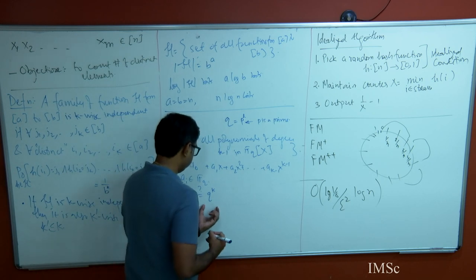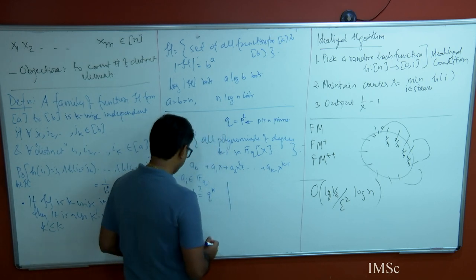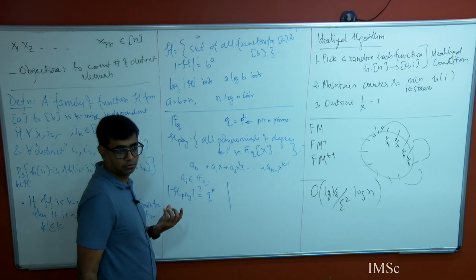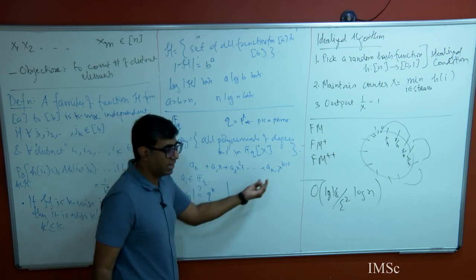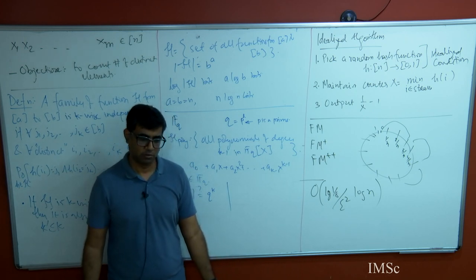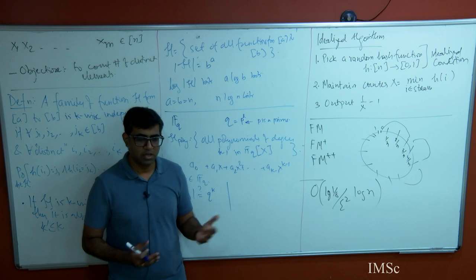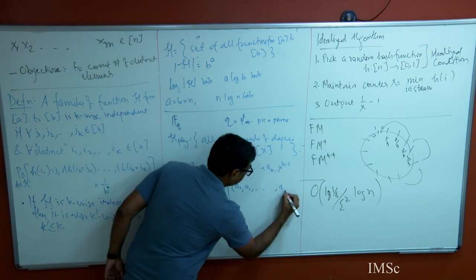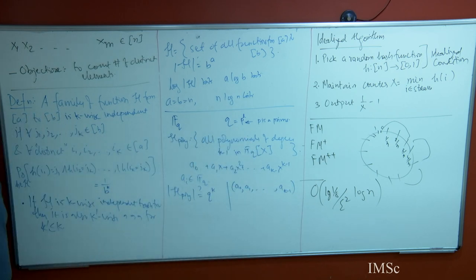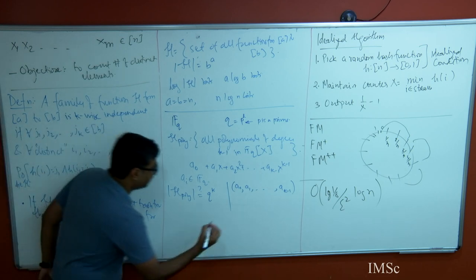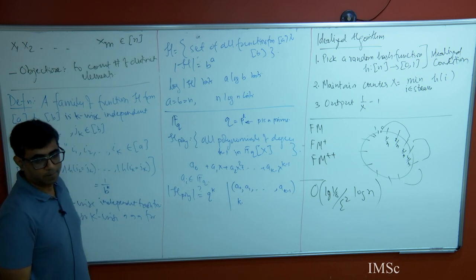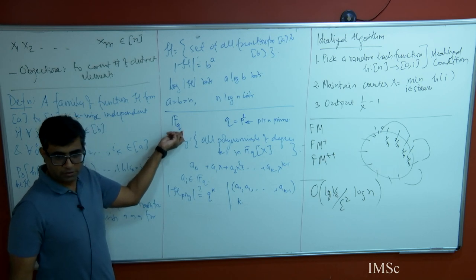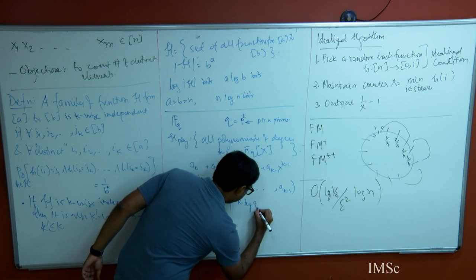Okay? And to know this function, how many bits do I need to know? If I knew a0, a1, a2, up to ak minus 1, then I know what function I'm talking about, right? So storing a0 to ak minus 1 is good enough for us to remember the function. How many bits do I need to store this? Definitely I need k times how many bits? Log q, because any of these numbers could be one of 1 to q. So k times log q.